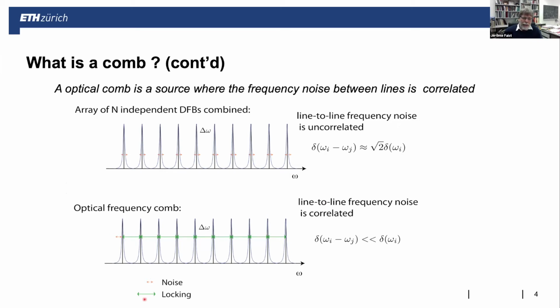And the correlation of the frequency between the modes means that now the noise in frequency, because in any real laser system the frequency is never perfectly stable, you will always have a slight frequency jitter. And that frequency jitter in a comb is correlated, such that if you measure the difference of frequency between adjacent modes, you will find a jitter which is much smaller than the jitter of the modes themselves.